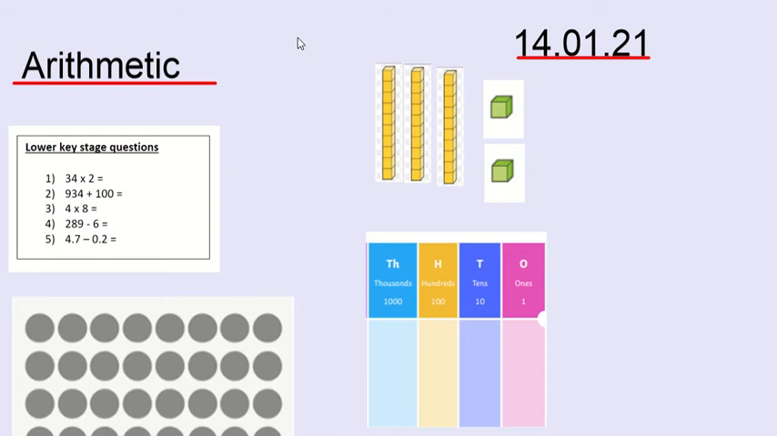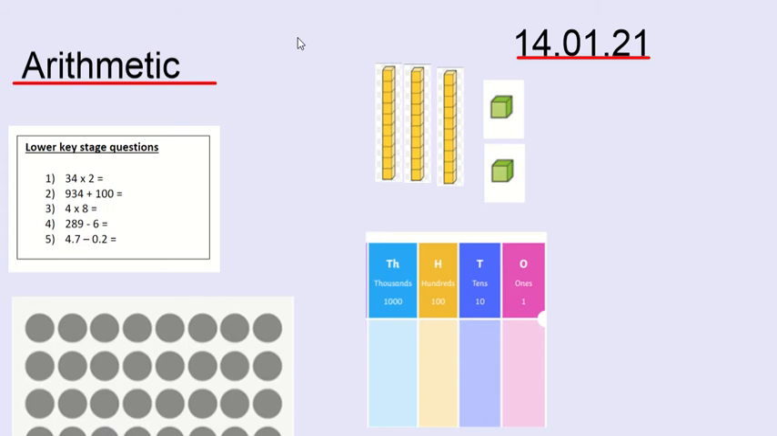Now, hopefully you've already had a go at the arithmetic questions, either in your maths book at home or on the worksheet on Class Dojo. And you're here because you're ready to mark your answers, or you might need a little bit of help and support with one that you've got wrong. Okay, now I'm going to start with the lower key stage questions, and then I'm going to go on to the Year 5 and 6 questions.